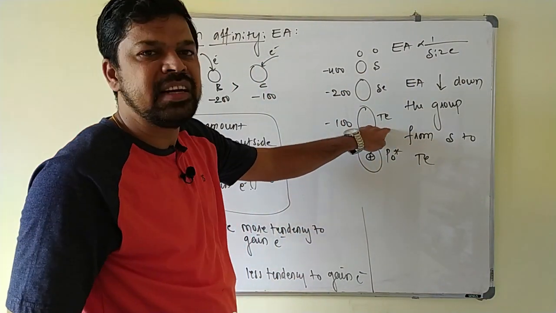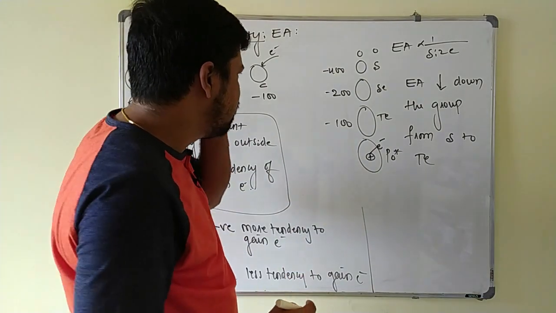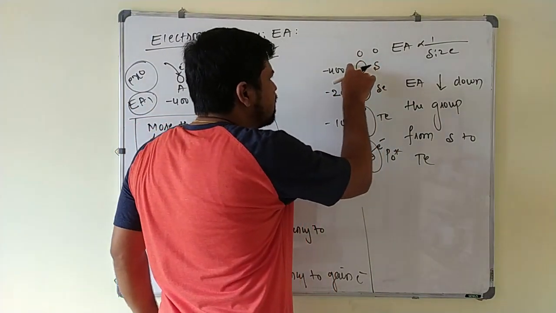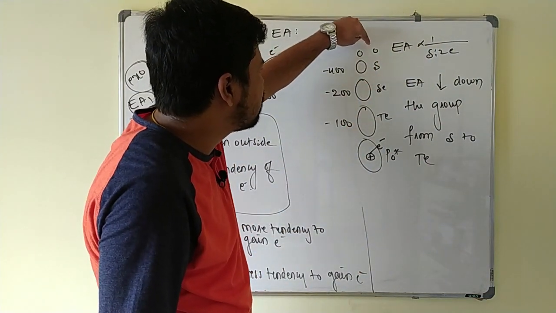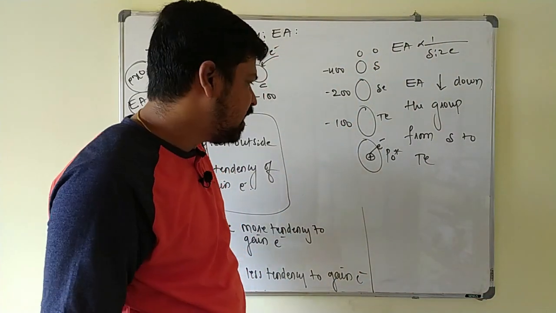Less negative value, less tendency. You can write like this here. But there is an exception here. Even though oxygen has a smaller size than sulfur, the electron gaining tendency of oxygen is less as compared to sulfur. You will see the reason now.